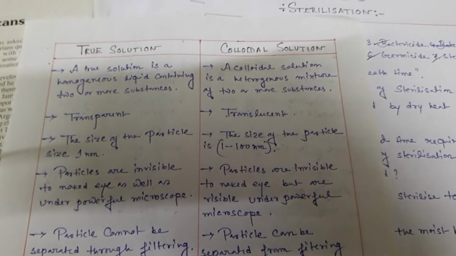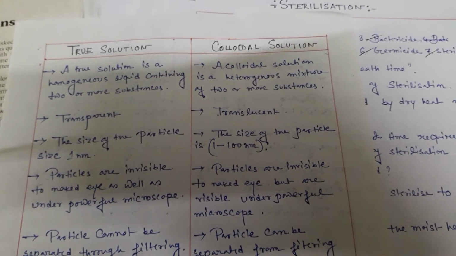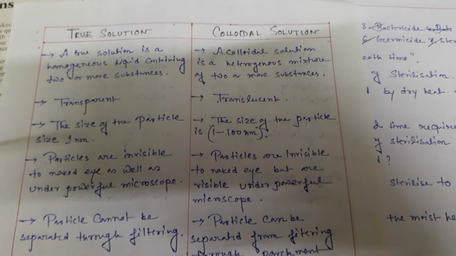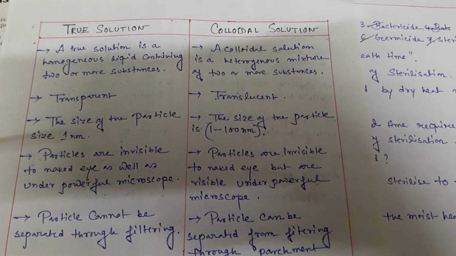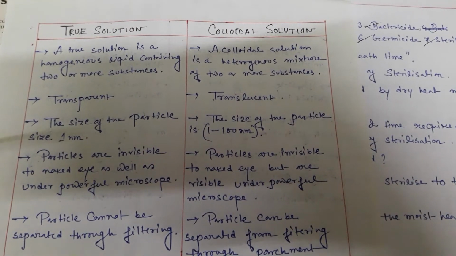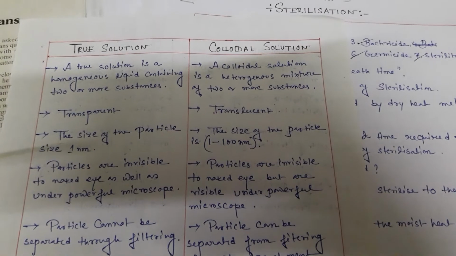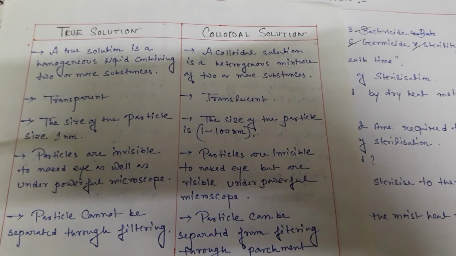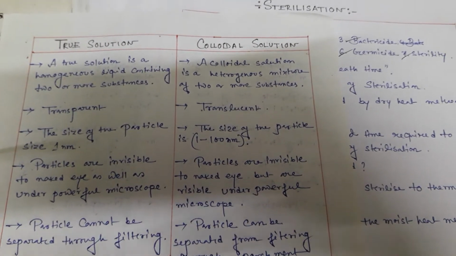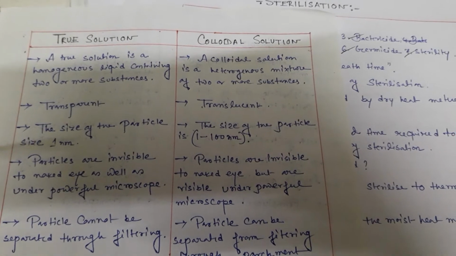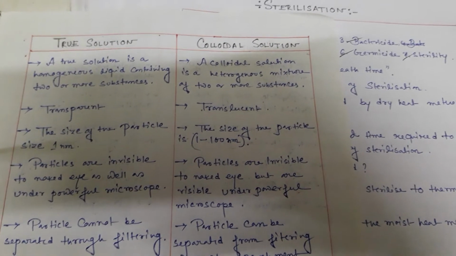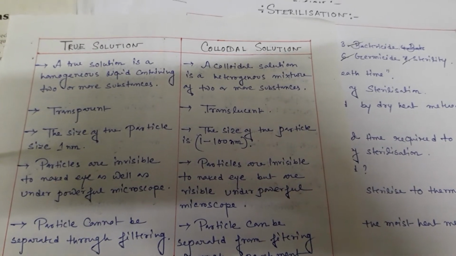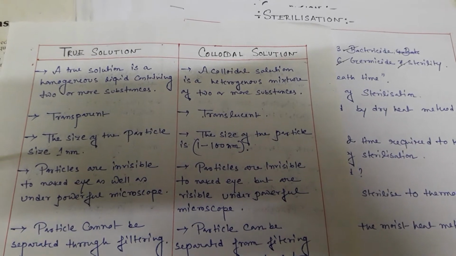And the particle size for a true solution is less than 1 nanometer, and for a colloidal solution the range is between 1 to 100 nanometers. Particles of a true solution are invisible to the naked eye as well as under a powerful microscope, but colloidal solution particles are invisible to the naked eye but are visible under a powerful microscope. Actually, the particle size of the colloidal solution is large, so that's why particles are easily visible under the powerful microscope.